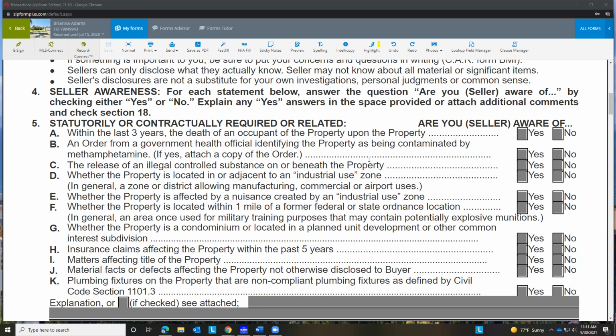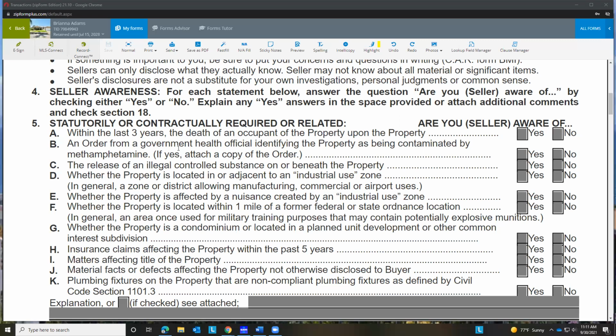So if someone has passed away on the property, the seller should write it there. And if it's natural causes, you can say natural causes. Okay, if it's not natural causes, definitely explain.